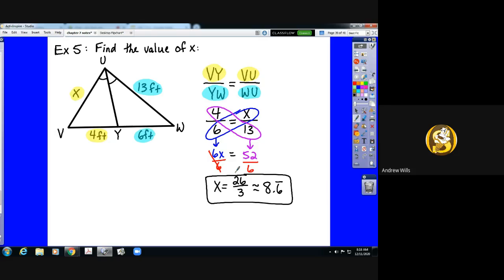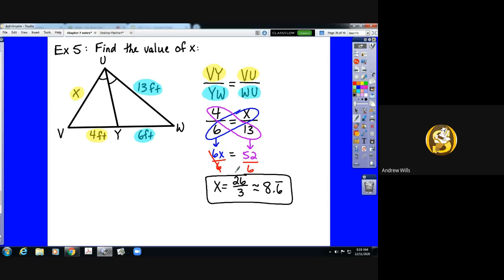26/3 is a lot cleaner answer than 8.66666666666666, etc. The fraction is just a better answer here because we don't have to round it off. So the fraction is exact. The decimal is not exact. We'd have to round it off, which is not a good thing. Okay, we don't want to round our answer. We want to give an exact answer.